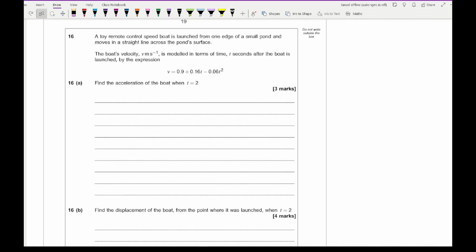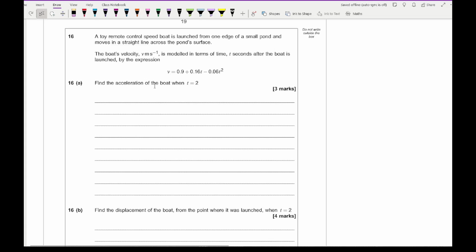Question 16. A toy remote control speedboat is launched from one edge of a small pond and moves in a straight line across the pond surface. The boat's velocity v meters per second is modelled in terms of time t seconds after the boat is launched by an expression v is equal to 0.9 plus 0.16t minus 0.06t squared. Find the acceleration of the boat when t is equal to 2.